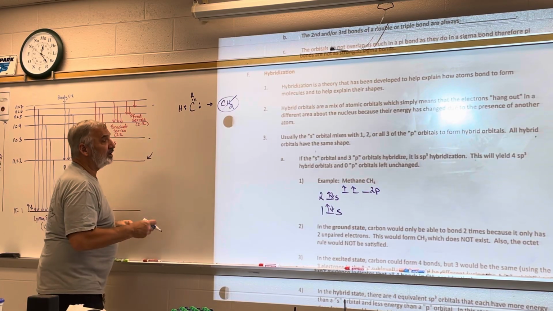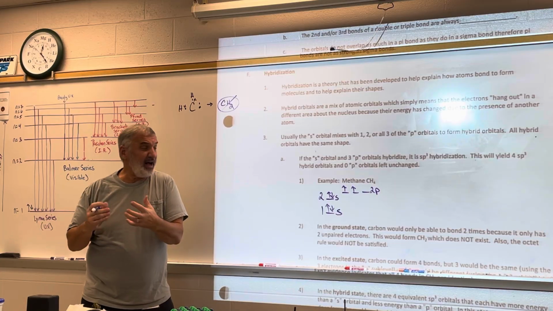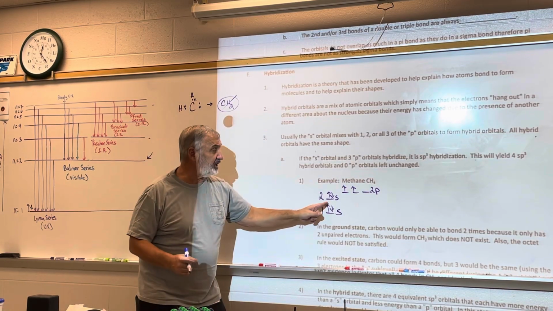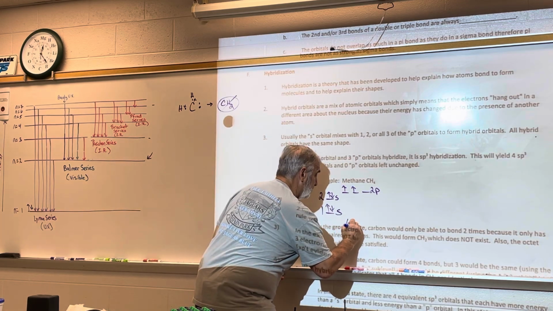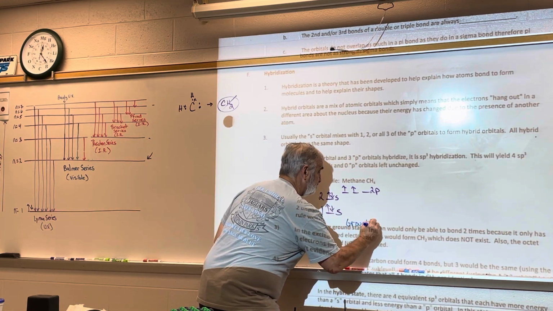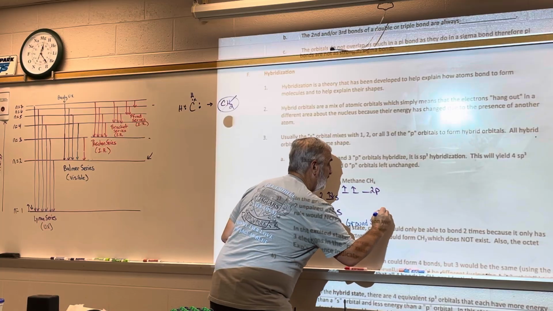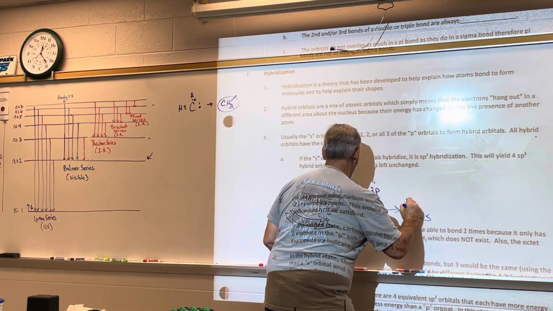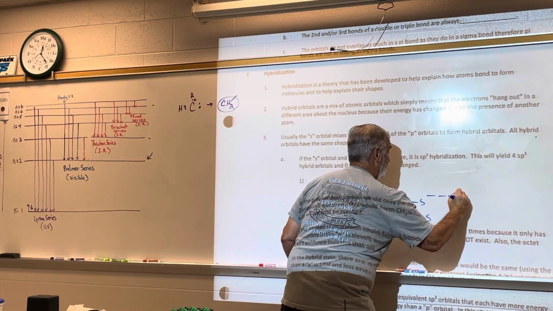All right. So how can carbon form 4 bonds instead of just 2? Well, somehow we have to unpair these. So this is the ground state. It was proposed that maybe it just goes to an excited state. I don't think that makes sense.